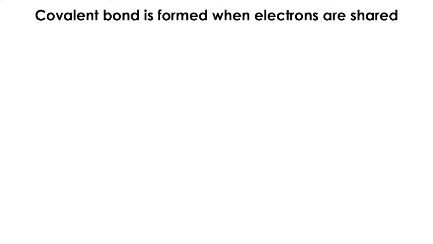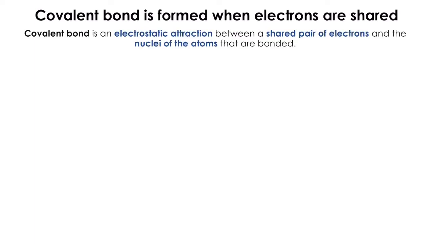How is this covalent bond formed? It is an electrostatic attraction. Like the ionic bond, both of them are electrostatic attractions. But if you remember, in the ionic bond, it is formed between positive and negative ions. Here we don't have ions. Covalent bond is formed when electrons are shared. So we don't have loss or gain of electrons.